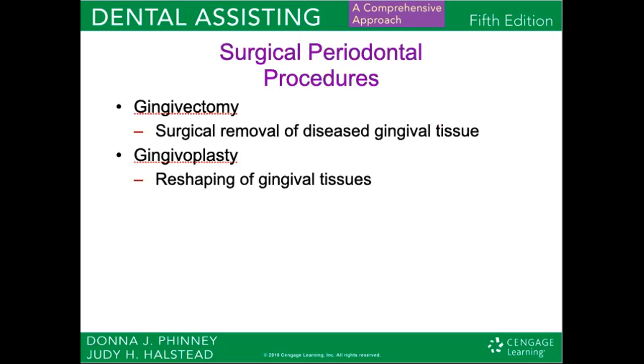Other surgical procedures include gingivectomy, which is basically surgical removal of the diseased gingival tissue. This eliminates periodontal pockets and also recontours the tissues. Gingivoplasty is the reshaping of gingival tissues. This is done often immediately to remove any deformities.